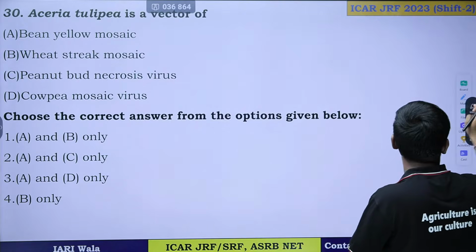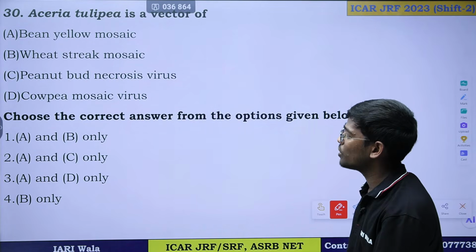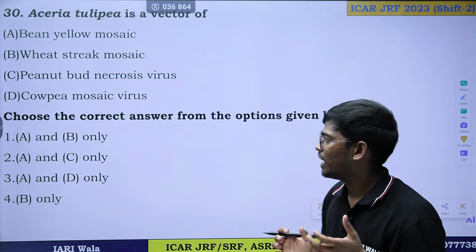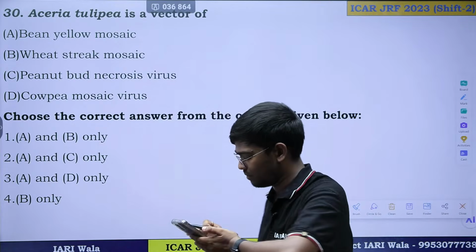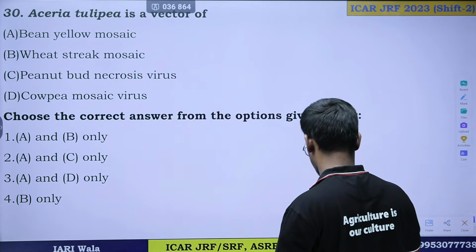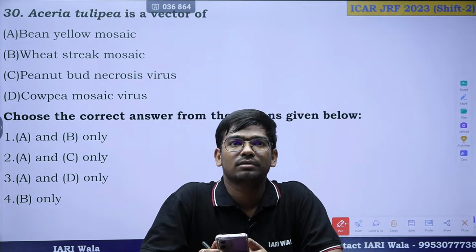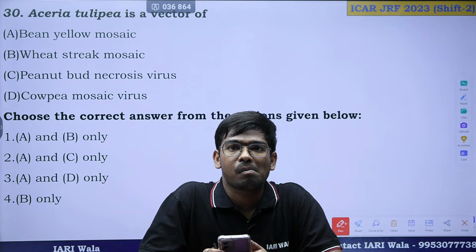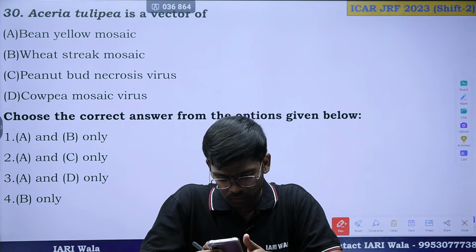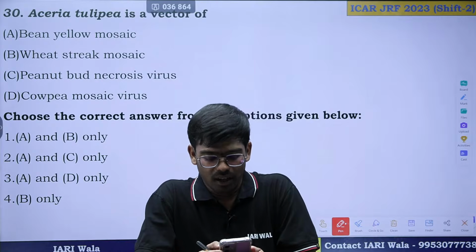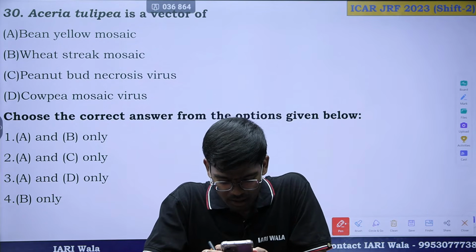Coming to the next question, Aceria tulipae is a vector of bean yellow mosaic, wheat streak mosaic, peanut bud necrosis, and cowpea mosaic virus. Here they are asking, Aceria tulipae is a vector of. Anyone? Some students responded. The fourth one, B only. Amit Kumar D, Chaya Sahu D, Mahendra D.